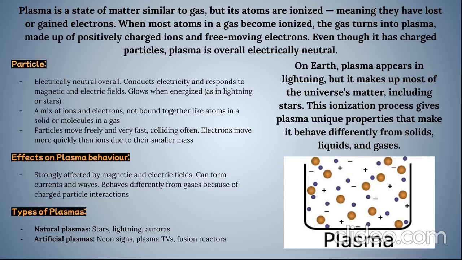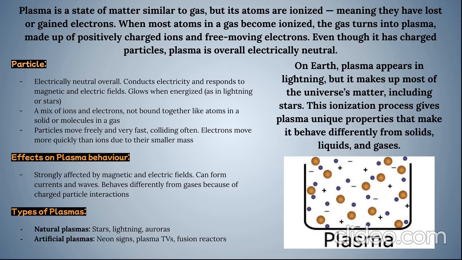Plasma is a state of matter similar to gas, but its atoms are ionized, meaning they have lost or gained electrons. When most atoms in a gas become ionized, the gas turns into plasma, made up of positively charged ions and free-moving electrons. Even though it has charged particles, plasma is overall electrically neutral. On Earth, plasma appears in lightning, but it makes up most of the universe's matter, including stars. This ionization process gives plasma unique properties that make it behave differently from solids, liquids, and gases.